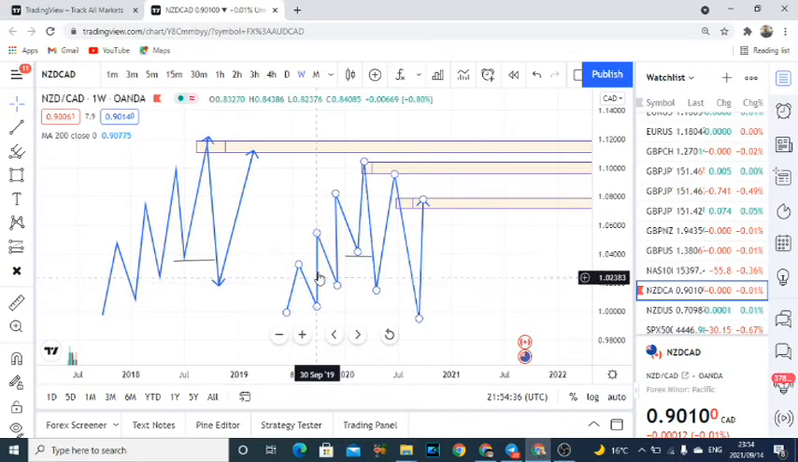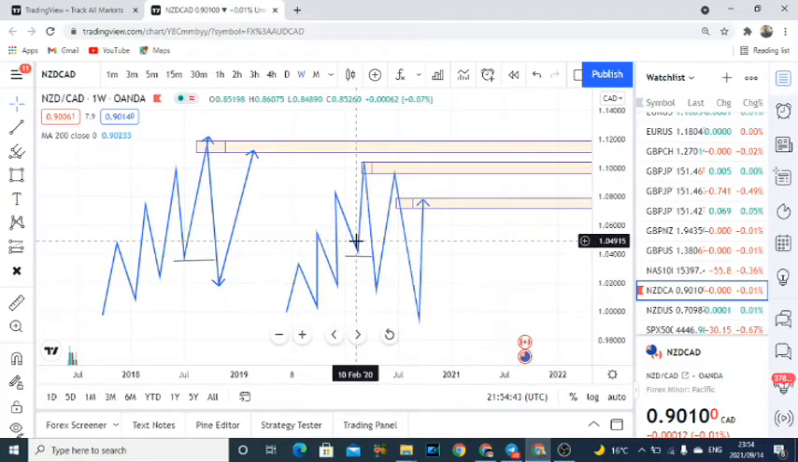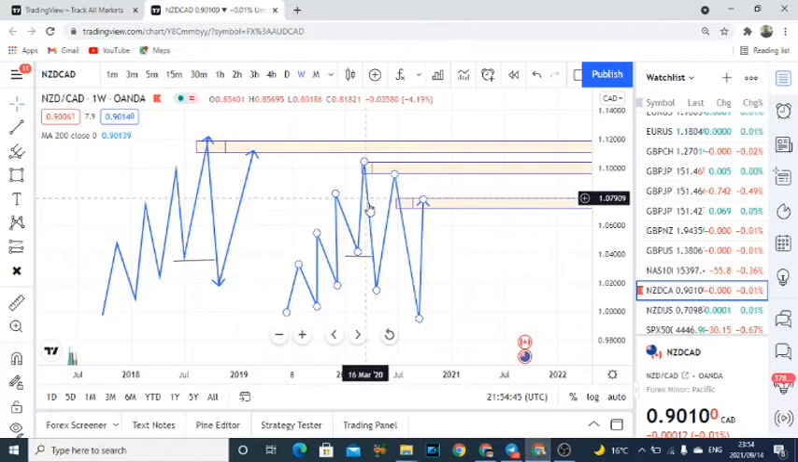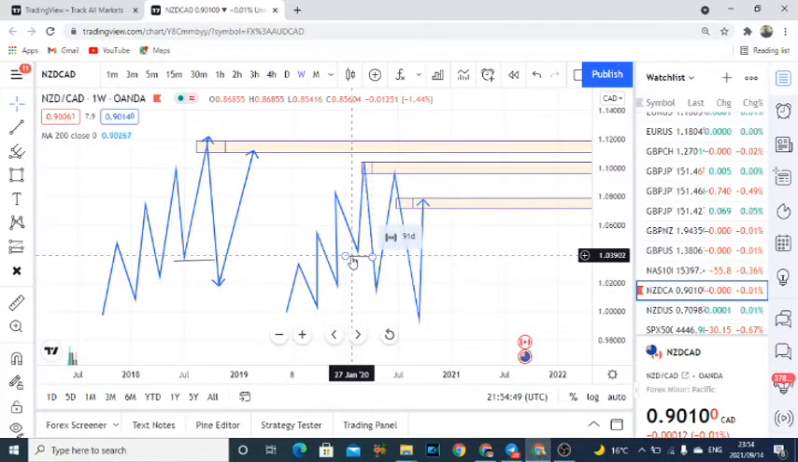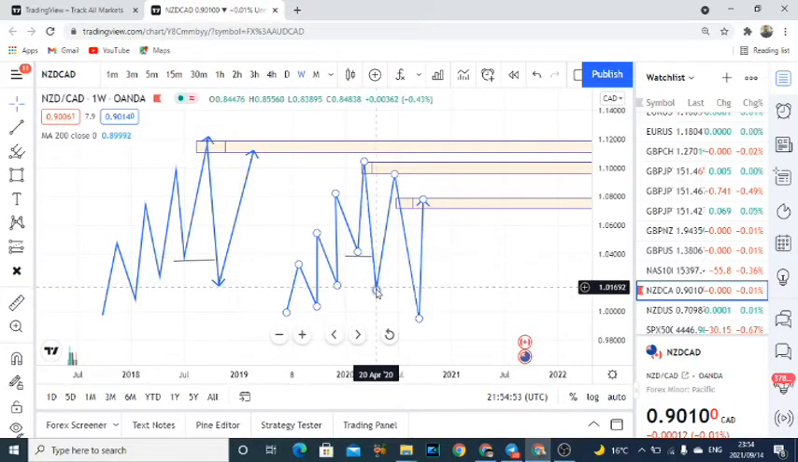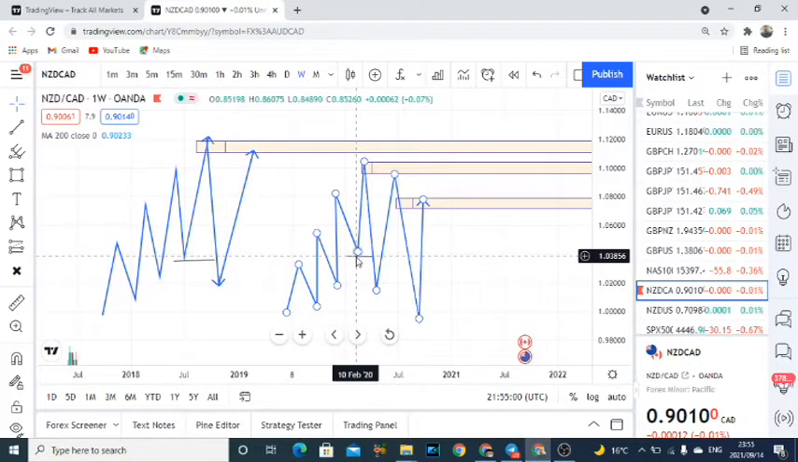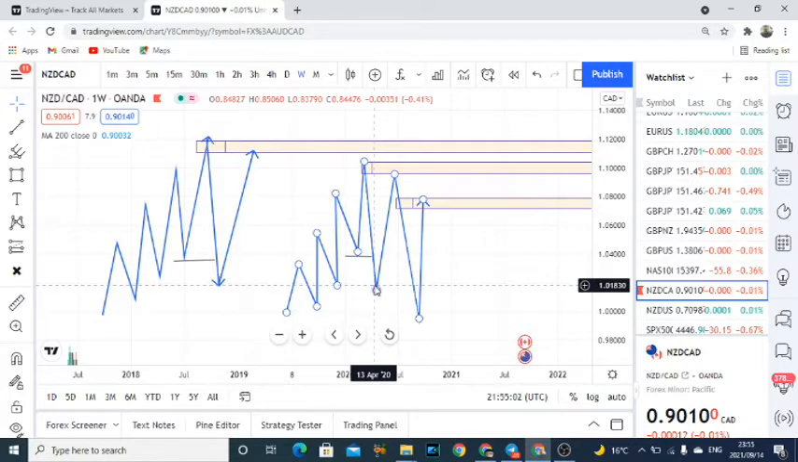Okay, let's picture this as a market that is trending to the upside. High, low, higher low, higher high, and then all of a sudden the market has broken this higher low and created a lower low. Okay, as the market breaks this higher low, it does not mean that this market has changed the trend to be bearish.